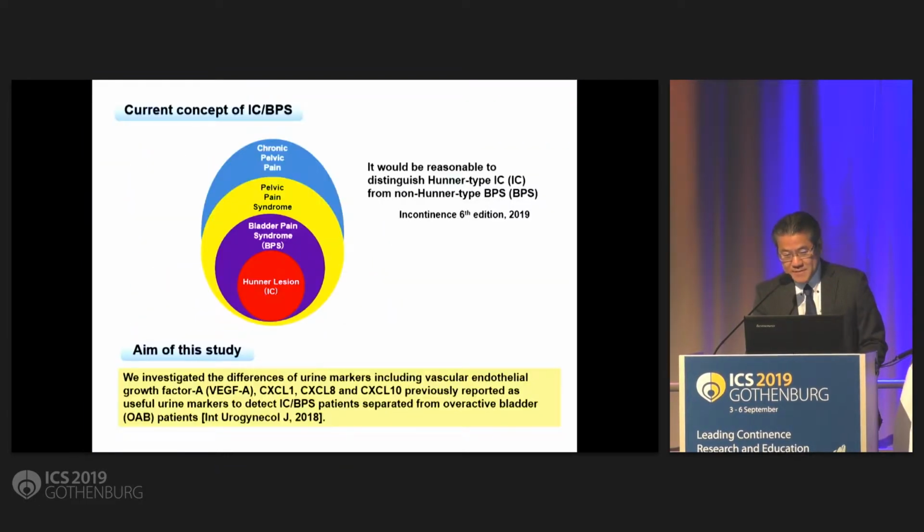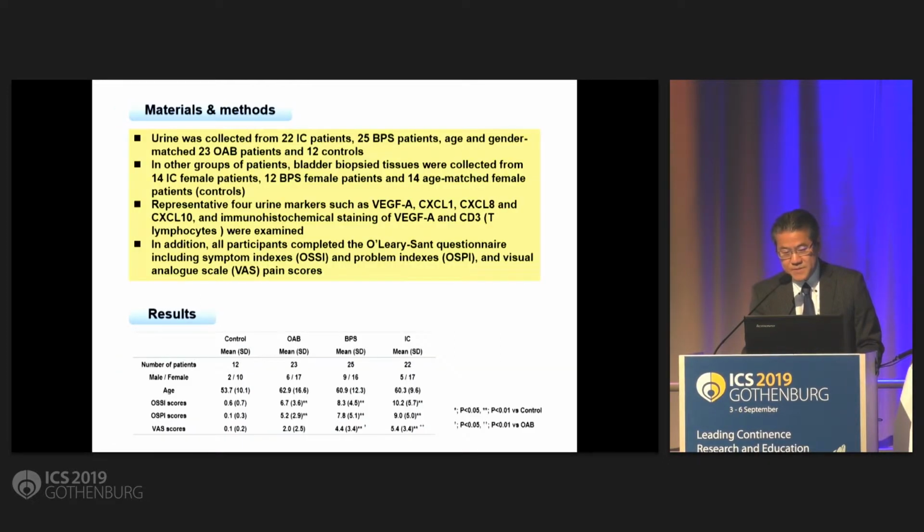I have no COI. The current concept of IC-BPS is that it would be reasonable to distinguish Hunner type IC from non-Hunner type BPS. So the aim of this study is to investigate the differences in urine markers, including VEGF-A, CXCL1, CXCL8, and CXCL10, previously reported as useful urine markers to detect IC-BPS patients, separated from OAB patients.